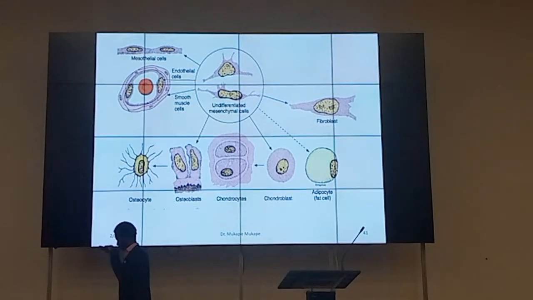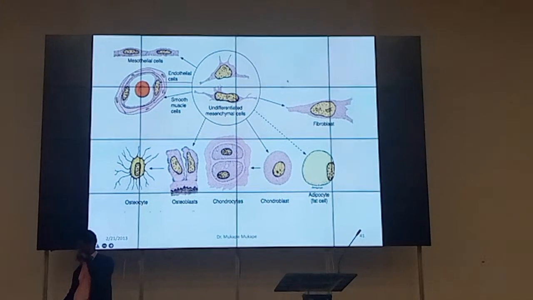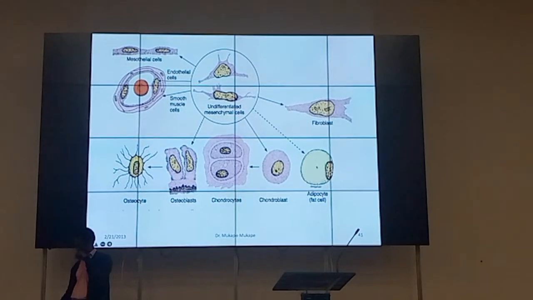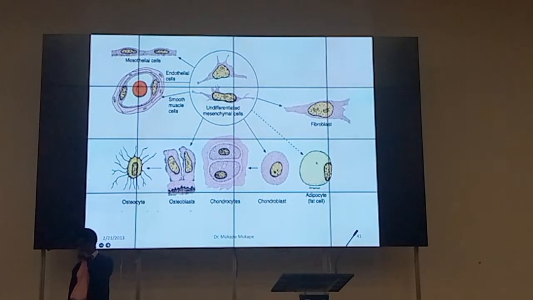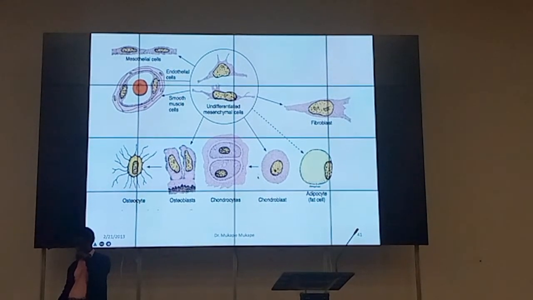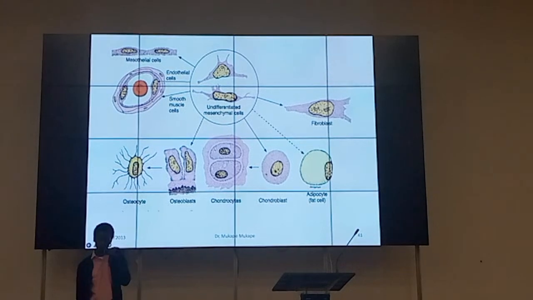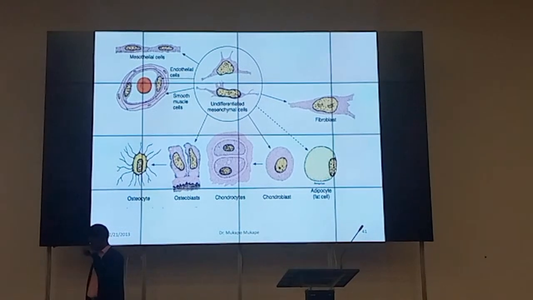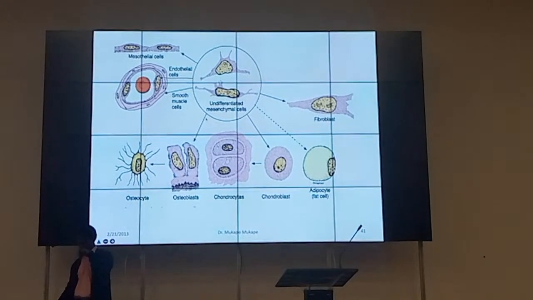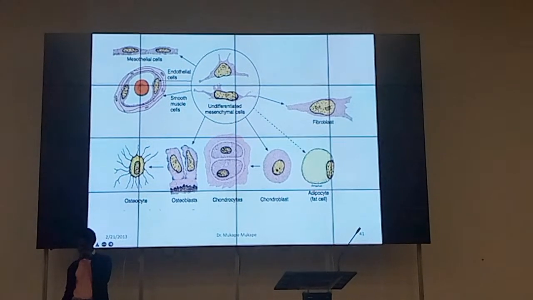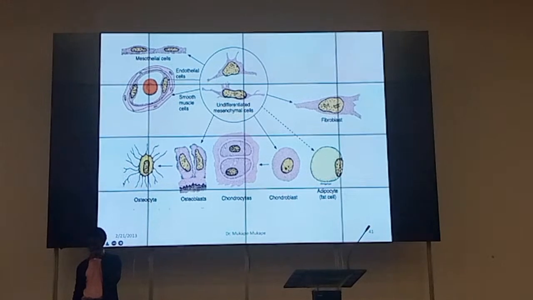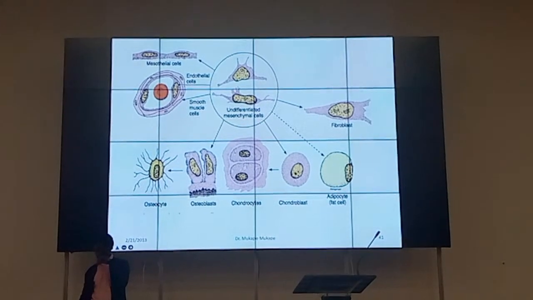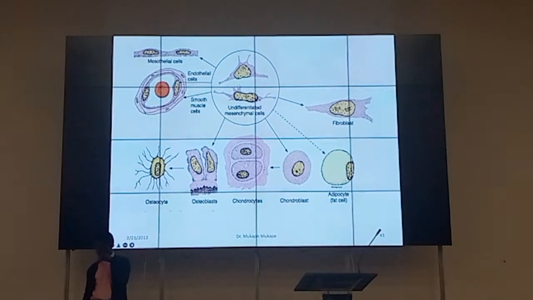So look at the various cells. Fibroblasts come from mesenchymal cells. Adipocytes, or fat tissue, come from mesenchymal cells. Chondroblasts, which convert to chondrocytes within cartilage, again come from mesenchymal cells. You can look at the osteoblasts for bone tissue, which convert to osteocytes, again within bone tissue. So all these come from undifferentiated mesenchymal cells.